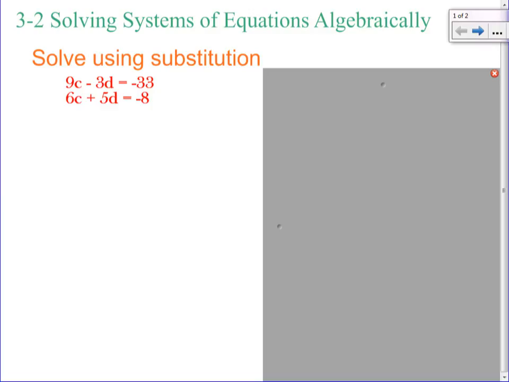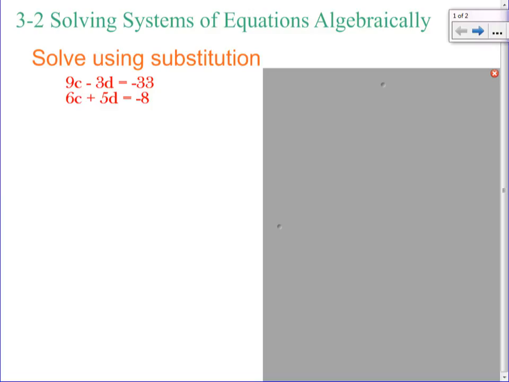They're all divisible by the same number. Okay, so you're not going to deal with any fractions or anything like that. So now that we know we want to get the first one solved for a variable, we have to figure out, should we get c by itself or d by itself? C. No, D.